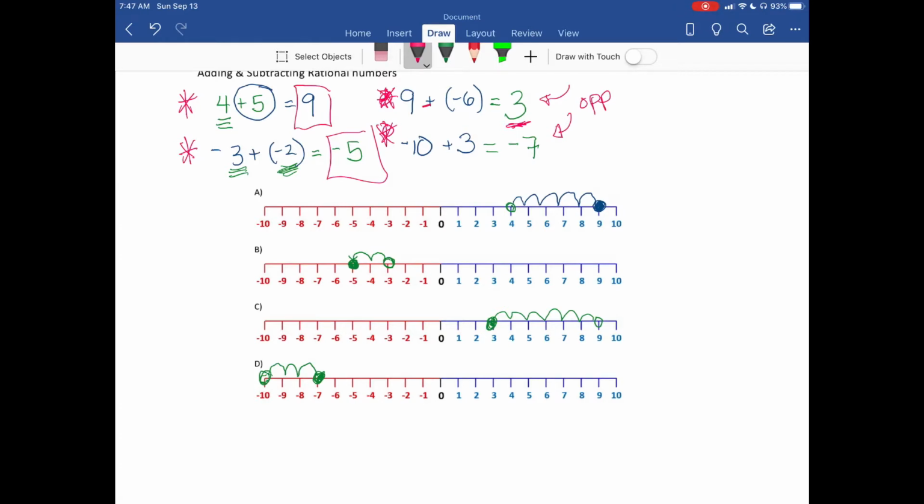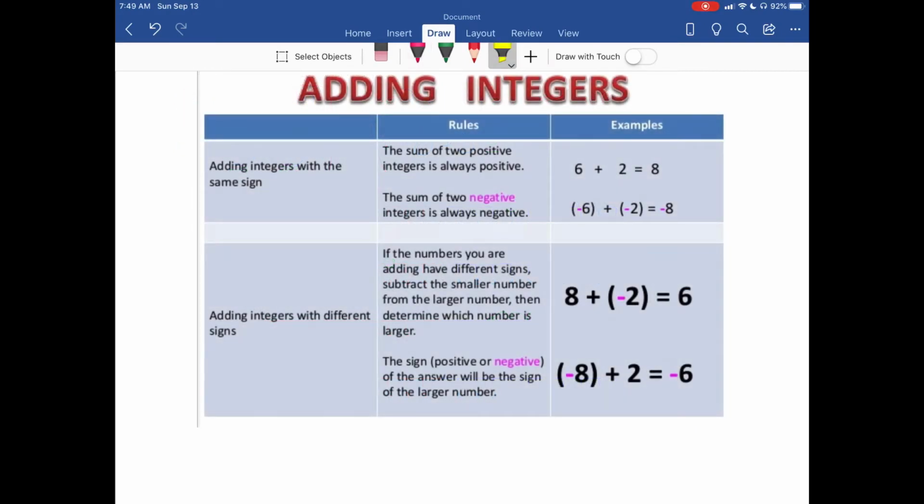So let's write this out so that we can just apply this property. Here's what we know. When we're adding, and this is going to be applicable to the integers, to the fractions, to the decimals in general, when you're adding numbers with the same sign, so here we know they're both positive, then we're going to take the sum of those two and our result will be positive. And here is our example. If we just take 6 and add 2 to it, 6 plus 2 gives us 8.